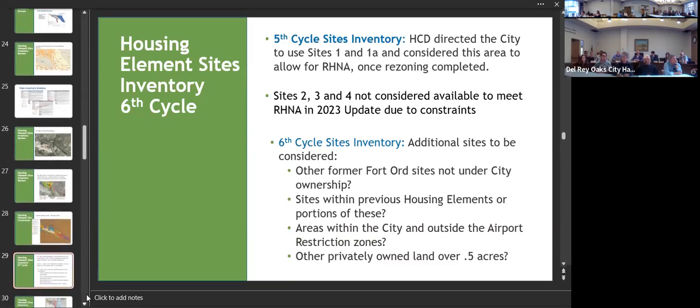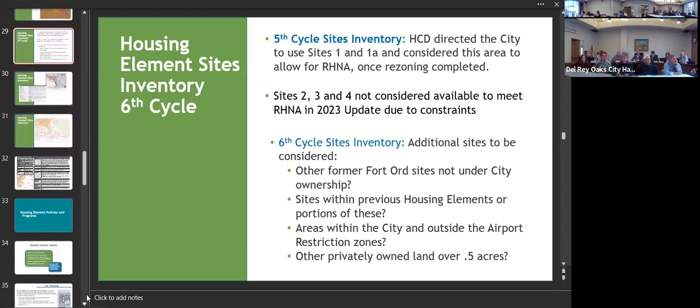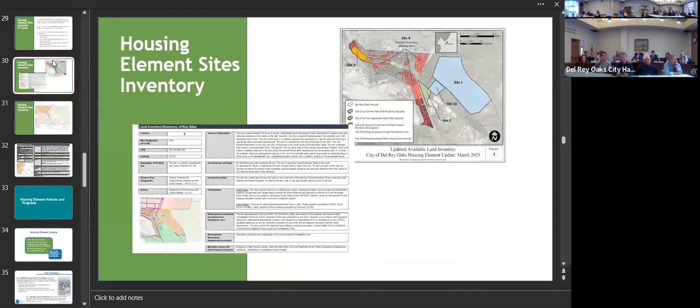So what did we do in sixth cycle? We looked at additional sites. Other sites that weren't under city ownership, sites within previous housing elements. This is kind of a question: where do you think we should go? Are there any areas outside the airport restriction zone or within the city we haven't talked about or thought about? Privately owned lands that are over half of an acre, that's what HCD thinks is a reasonable amount to build housing on. So that's an open question for anyone.